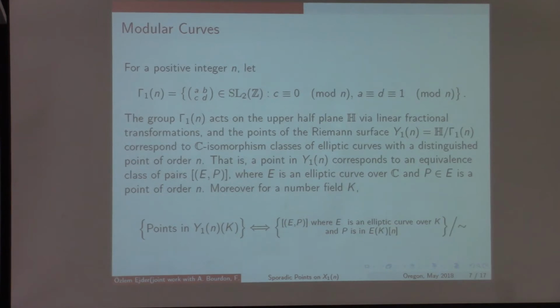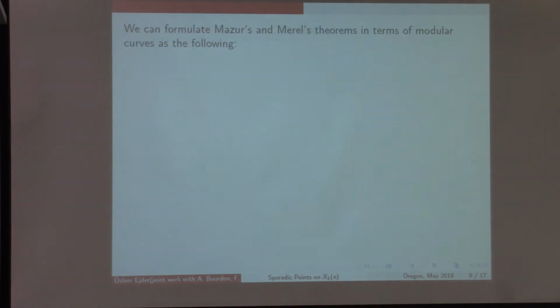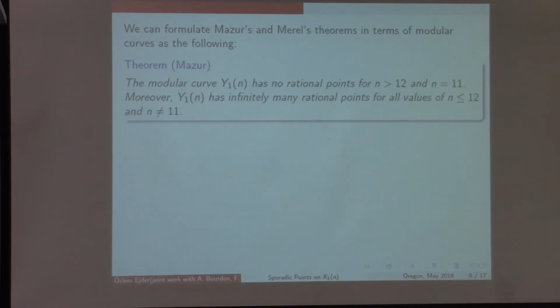Using this, we can formulate Mazur's result and Merel's result in terms of X1(N). Mazur says that the modular curve Y1(N) has no rational points when N is greater than 12, and when N is 11. In fact, it says more: Y1(N) has infinitely many rational points when N is less than or equal to this bound.